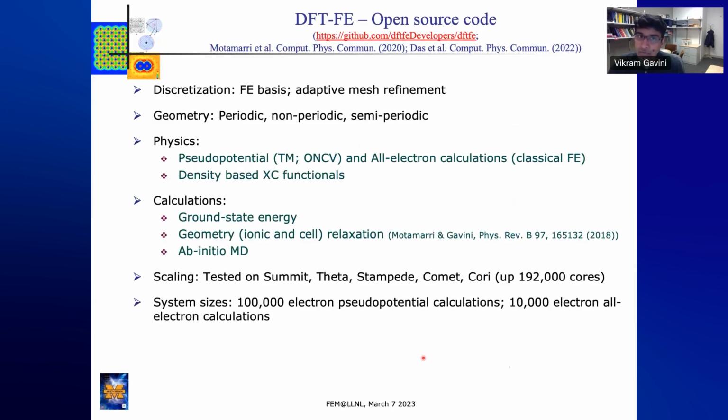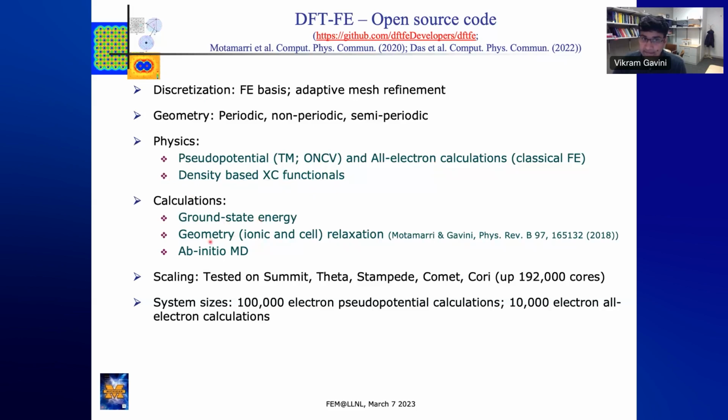So here is an overview of what are the capabilities of the DFT-FE code. This article over here describes our initial paper, which pretty much laid the foundation. And then this article describes the GPU extensions of the code. So the discretization is based on adaptive finite element basis. It can handle periodic, non-periodic, semi-periodic boundary conditions. It can do both pseudopotential and all electron calculations in the same code. At the present moment, we have density-based exchange correlation functionals, but we also have in-house implementations of hybrid functionals.